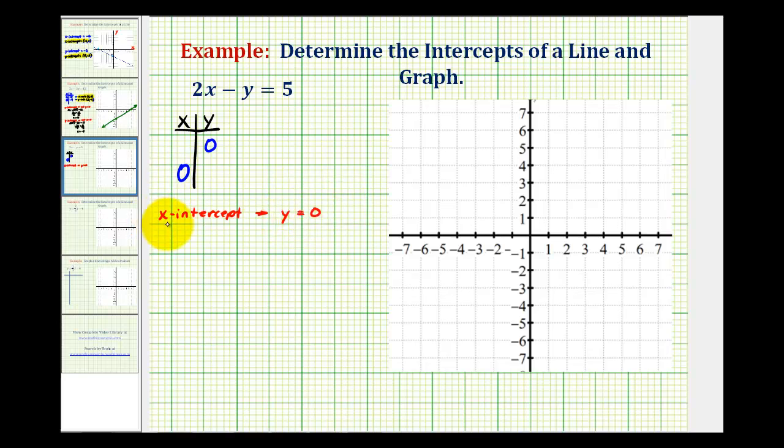Let's start by determining the x-intercept. So again, we're going to let y equal 0 and solve for x. So if we let y equal 0, notice how this term here would be 0. So we'd be left with 2x equals 5. And we divide both sides by 2. We have x equals 5 halves, which would be our x-intercept.